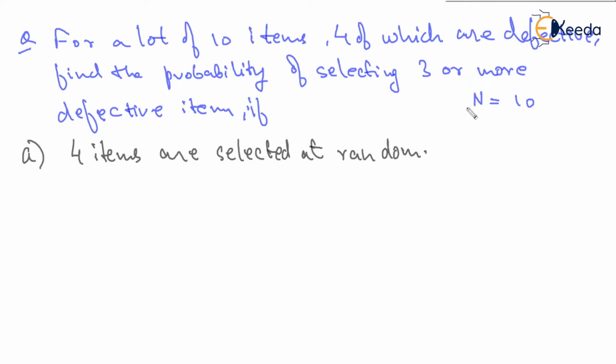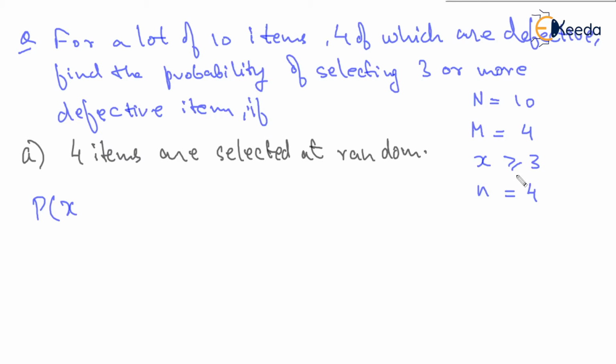4 of which are defective, so m is equal to 4 here. Find the probability of selecting 3 or more defective items, so x, that was small x, should be greater than or equal to 3 and the number of items selected is n, which is 4 in this case, right? That means we need to find the probability that x is selecting 3 or more defective items.